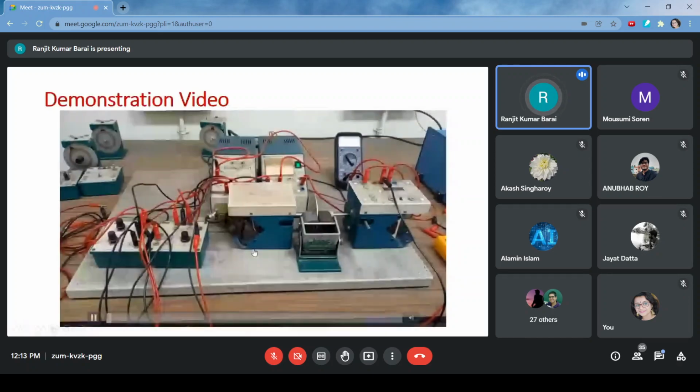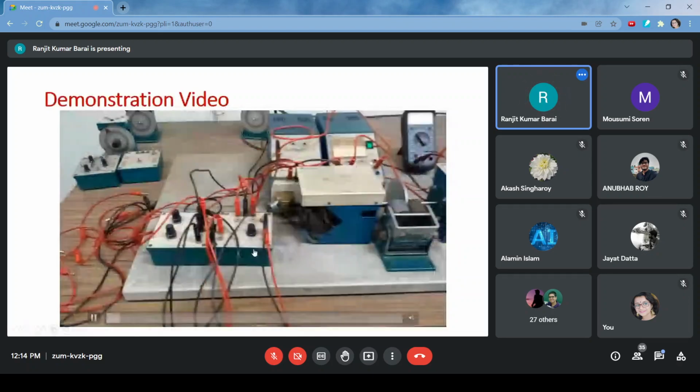Here the picture will be more clear. Zoom has been carried out. So this is the comparator, as I said.